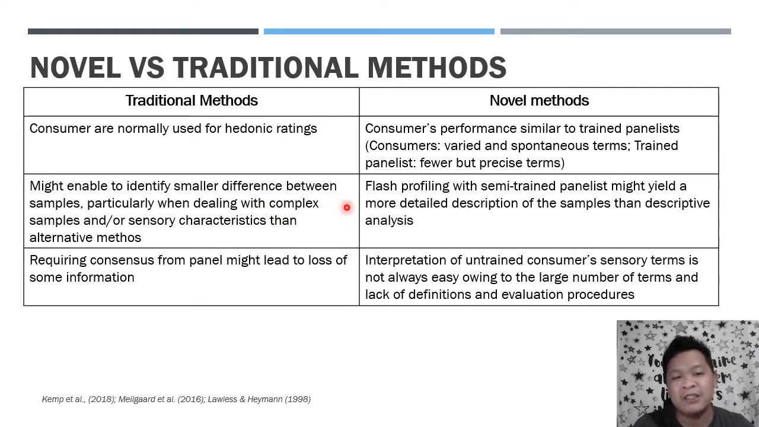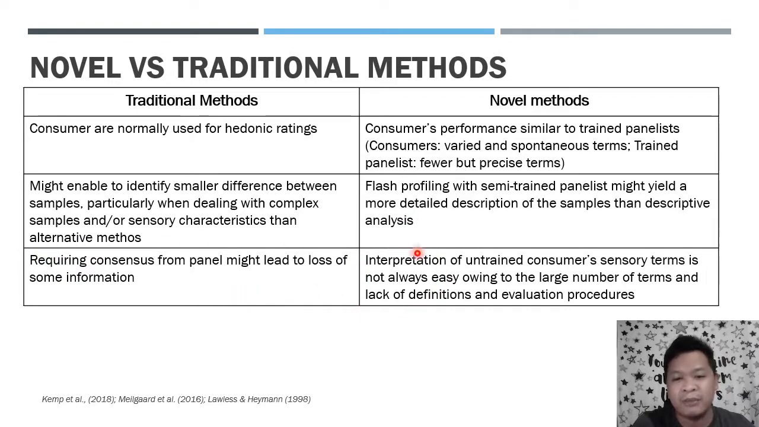Kasi sa traditional, kung wala sa vocabulary, hindi mo siya i-consider. Sa novel method naman, kaya mong i-describe yun kahit na sa 10 tao, mag-isa kang nakasabi na may ginamit kang word to describe a certain aroma or texture, lalabas yun sa data. Sa traditional, baka hindi. Kasi nga, traditional usually may consensus. So may matatanggal na information.